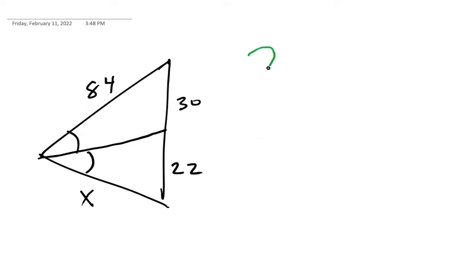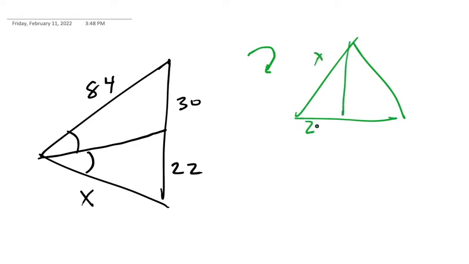So if we rotated it, it would look like this. X and 22, 84 and 30. Technically, that would be the way we learned the pattern. X goes with 22, 84 goes with 30. So 30x equals 22 times 84.